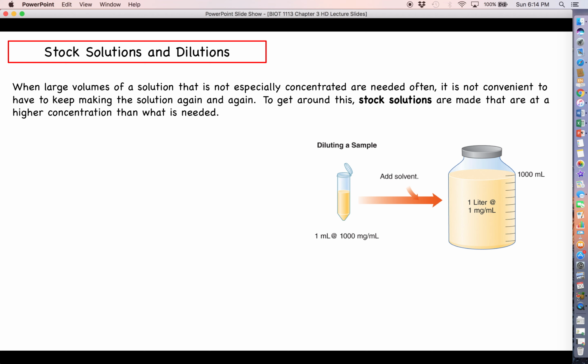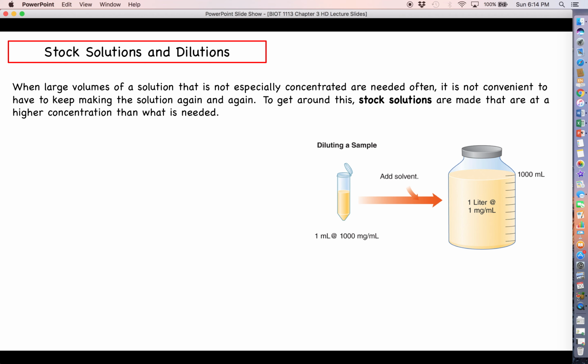So when large volumes of a solution that is not especially concentrated or needed often, it's not really going to be a good use of your time, nor is it going to be very convenient for you to have to keep making that solution again and again and again from scratch. You don't necessarily need to keep weighing out a certain amount of solute and bringing it up to volume. To get around this, you can make a very concentrated stock solution.